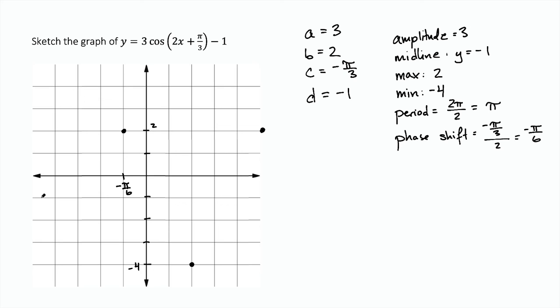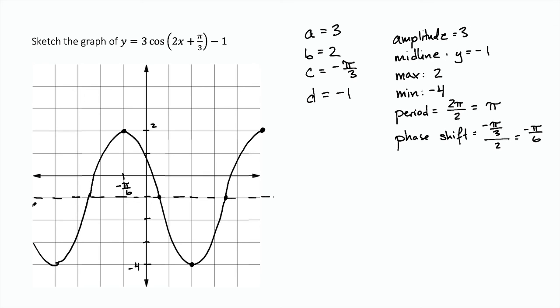Now our midline is at y equals negative 1. We can kind of draw that as a dashed line if you want to use it. And of course, we're going to hit the midline halfway between the maximum and the minimum. So you could mark that point if you want as well. I don't usually do it. I just kind of eyeball it from there. And then we can start to draw that cosine curve. And of course that is periodic. It just continues forever and ever. So there's a sketch of this function.